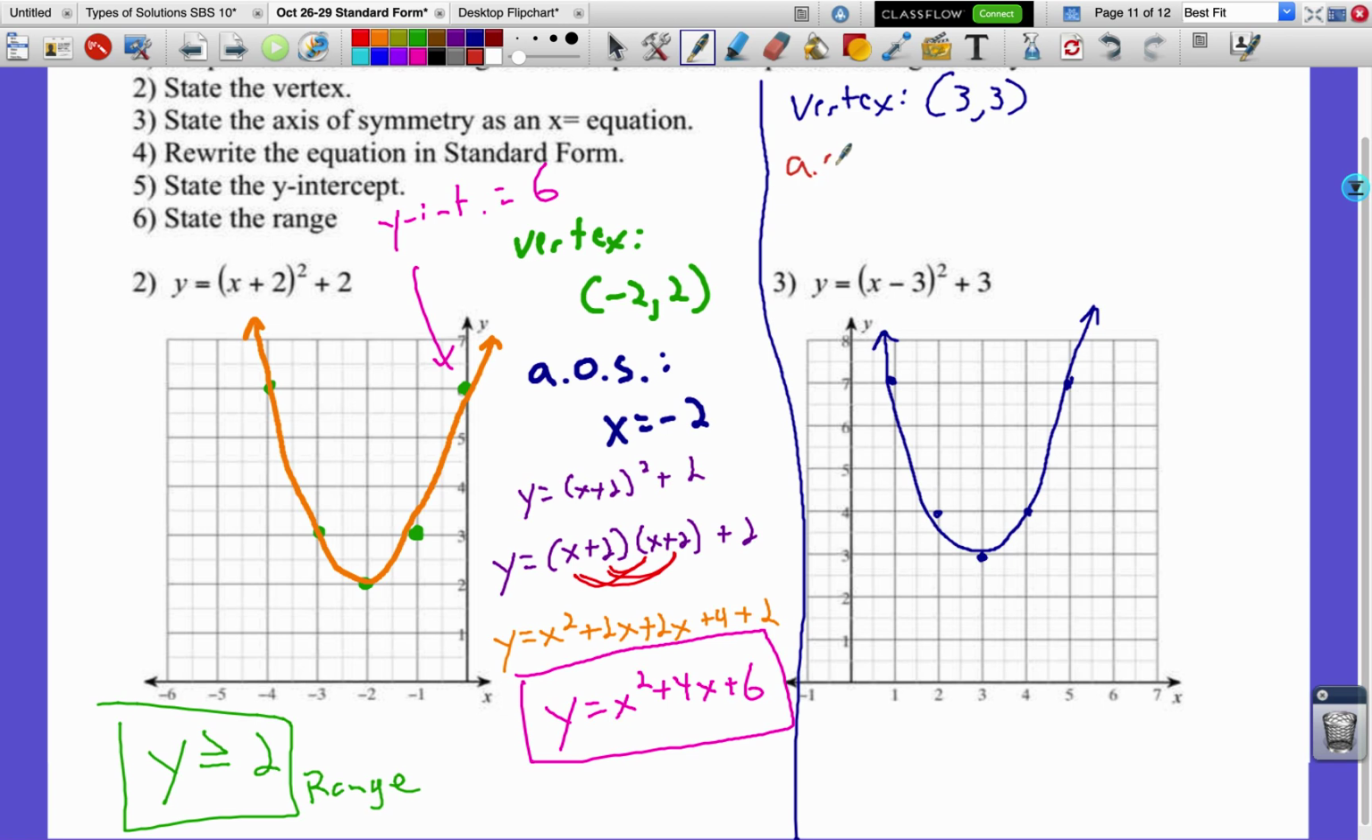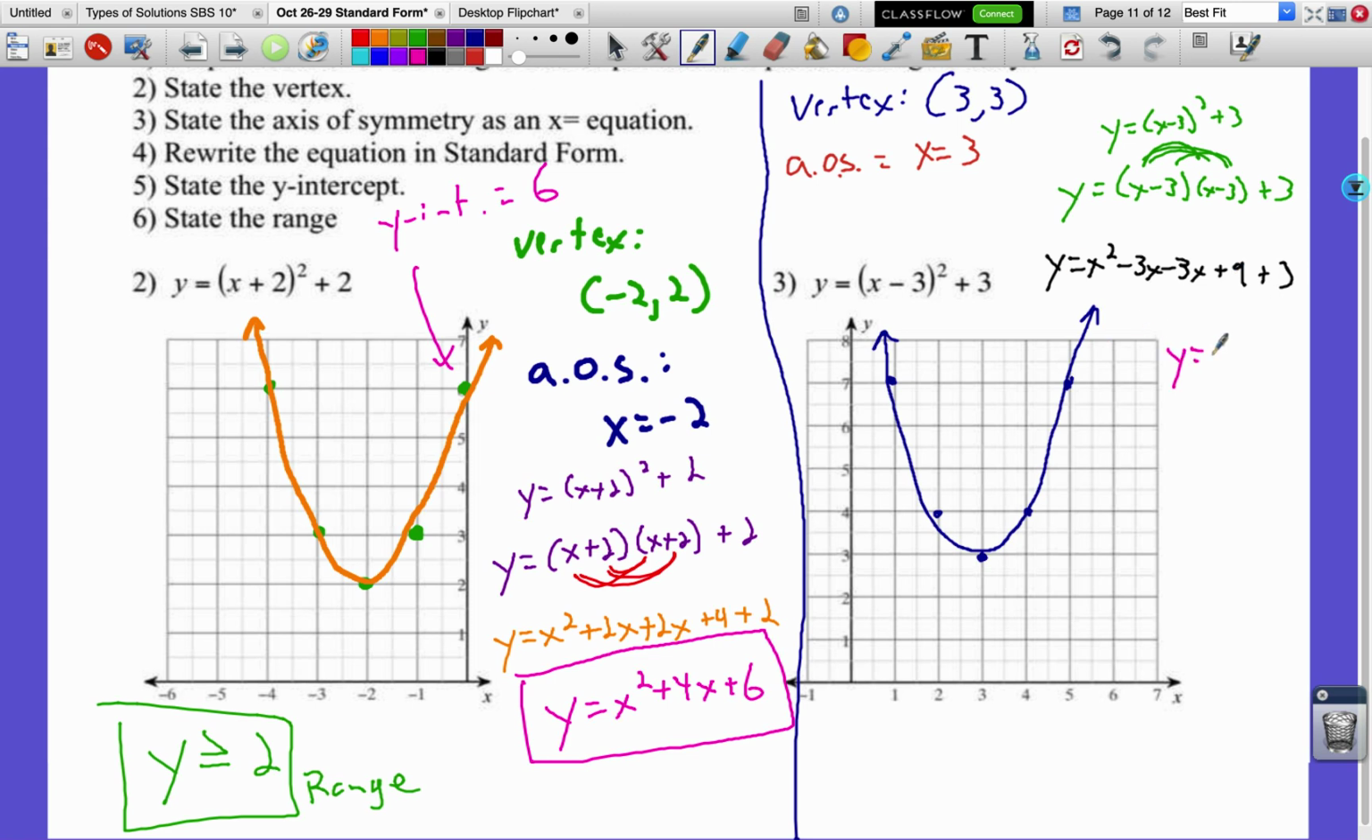All right, axis of symmetry. The vertical line going right through that vertex would be x equals 3. Let's convert this into standard form by first copying it down. Then expanding that exponent. Then foiling, first, outside, inside, last. Get y equals x squared minus 3x minus 3x plus 9. Negative times negative is a positive. Plus 3. Combine like terms, y equals x squared minus 6x plus 12. There's your standard form.